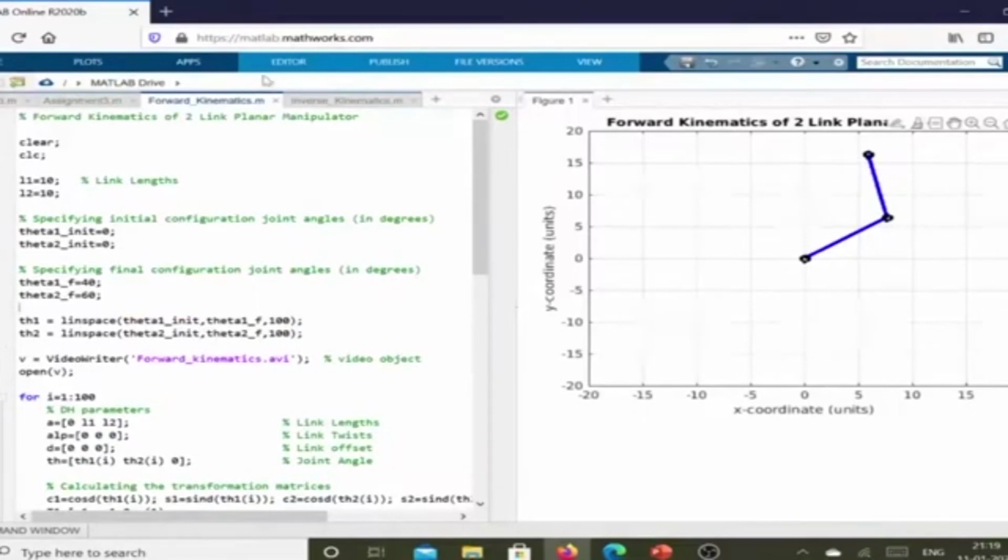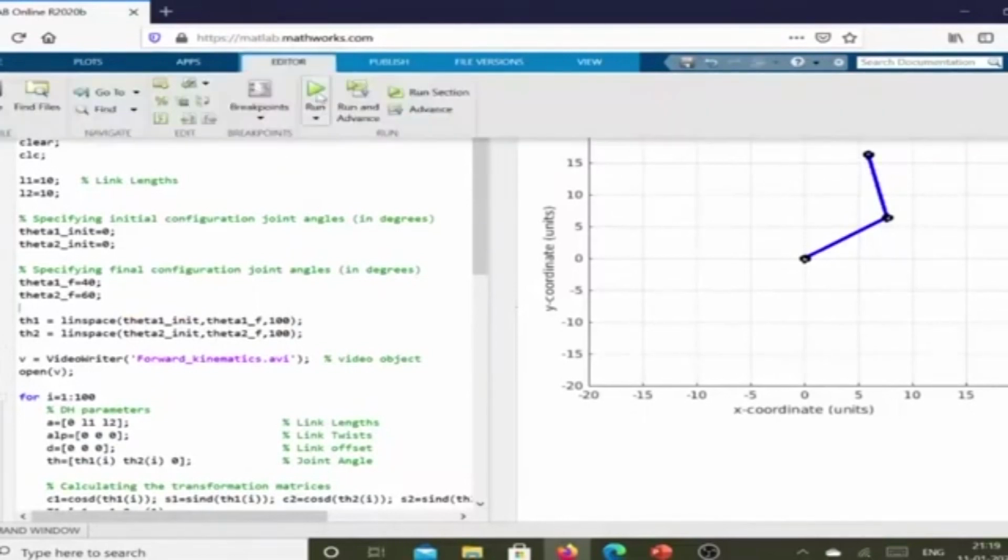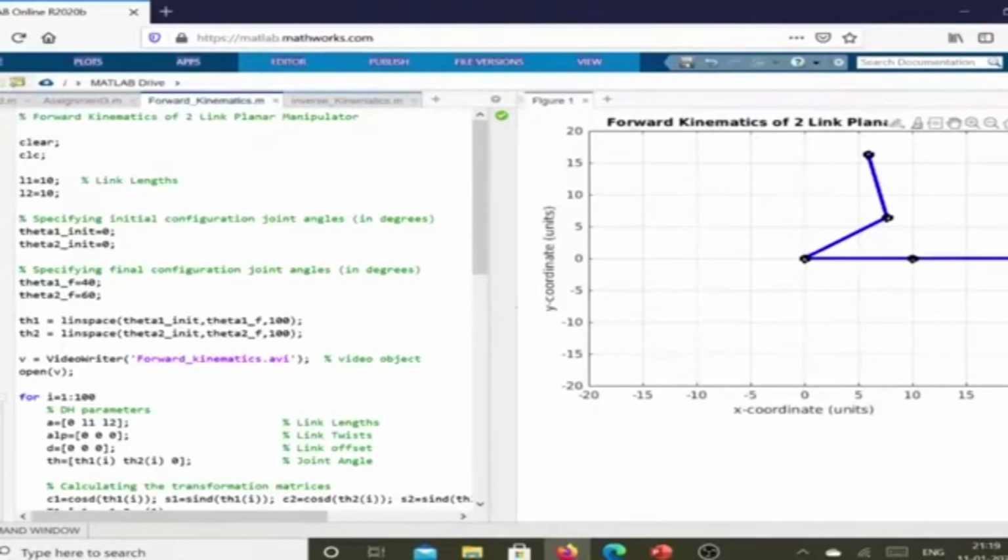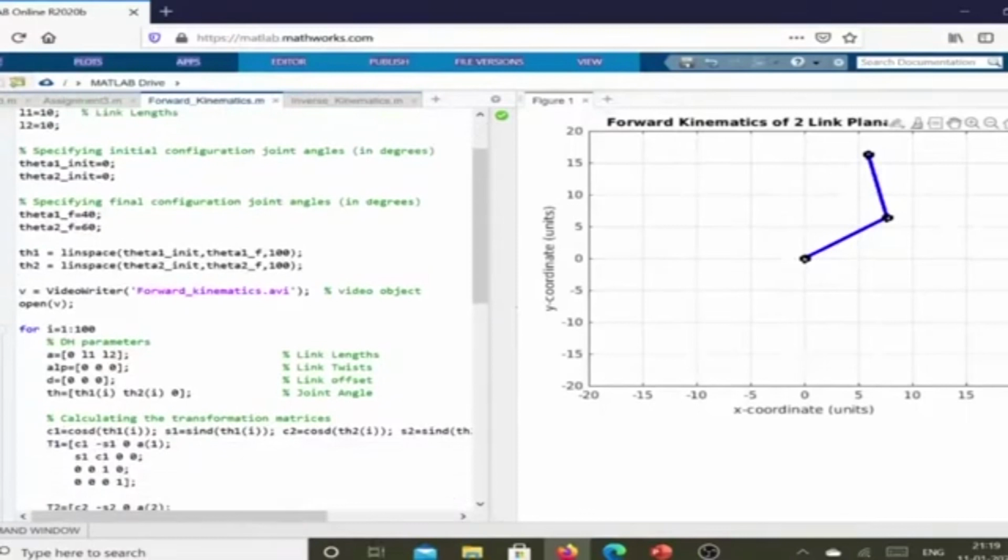So I'll run this again. I run it from here, and it starts from there, and then goes and meets 40 and 60. Now suppose I change this. So this is my forward kinematics.